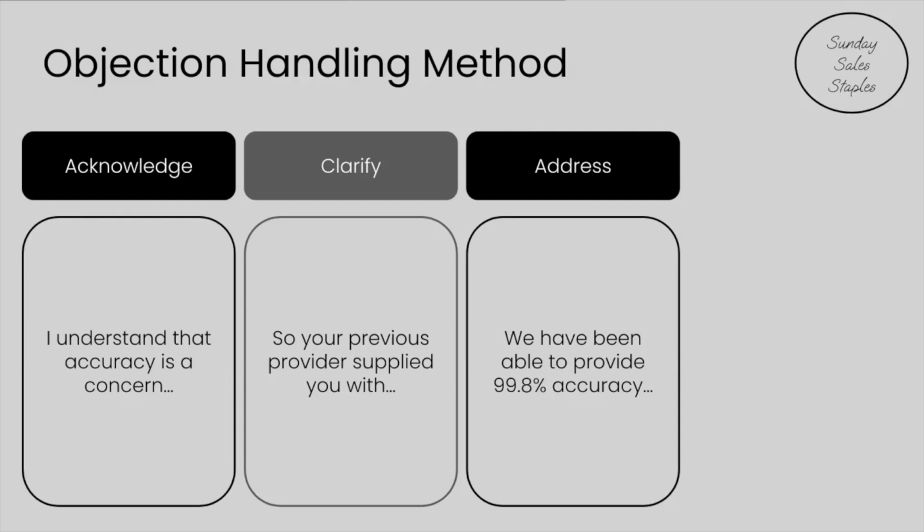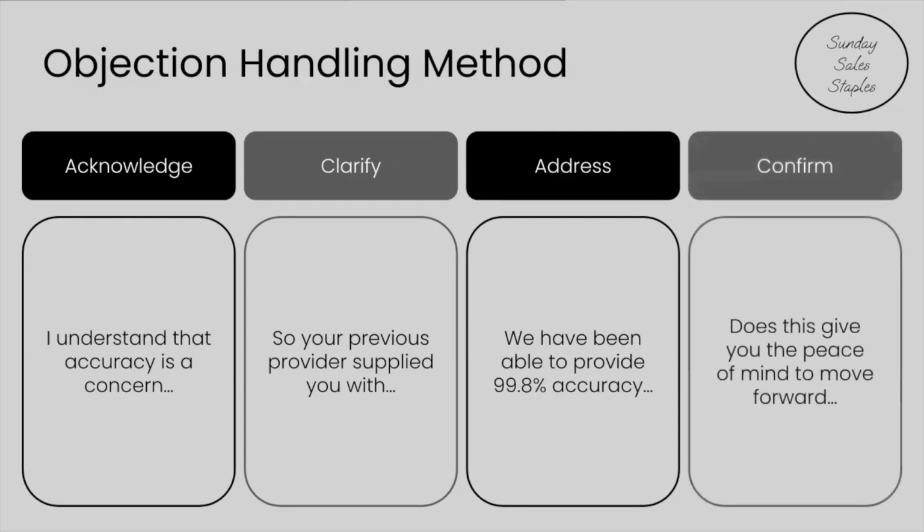And wrapping up with confirmation, you could follow the previous sentence with, "Does this 99.8% accuracy give you the peace of mind that you need in order to continue exploring our solution?" Ideally, they say yes, and you can move forward. However, you cannot move forward from this objection if they are not quite yet sold. You may need to go back to the clarification step in order to extract any objections that may be lingering in the back of their minds.